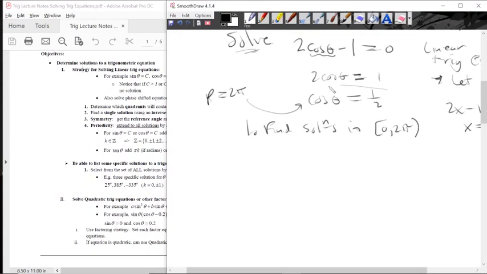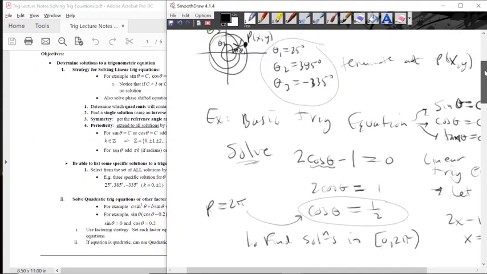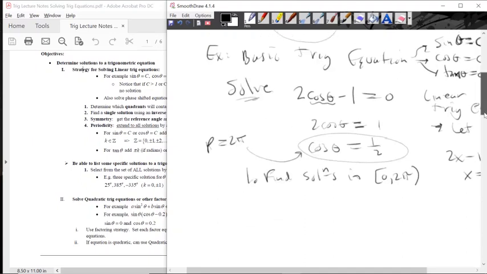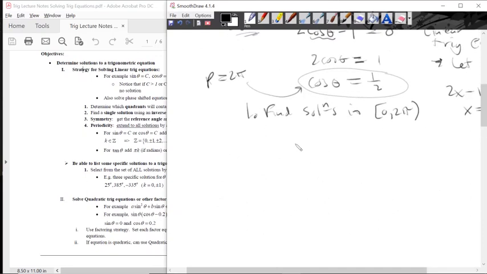Okay, for this equation right here, the cosine of theta is equal to 1/2. That is a basic trigonometric equation. The cosine of theta is equal to some constant c. In this case, that constant is 1/2. So within the unit circle, using the geometry of the unit circle, we'll draw a larger one. All right, y-axis, x-axis, quadrant 1, 2, 3, 4. Where the cosine of theta is equal to 1/2.